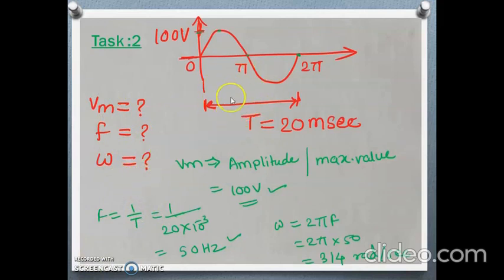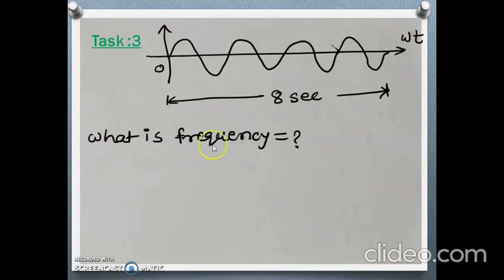Okay, in terms of equation or any waveform. Let's take another task. Here one waveform is shown which is sinusoidal, and one time is shown that is 8 seconds. From this given data we have to calculate the frequency. This is the task for you. Solve this question and let me know the answer in the comment section below.